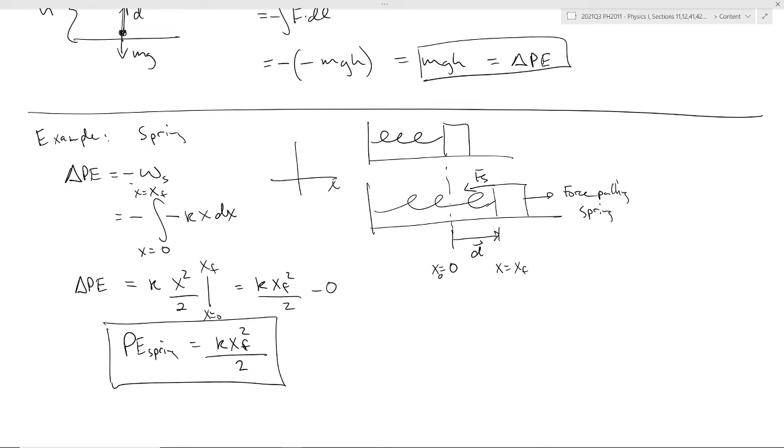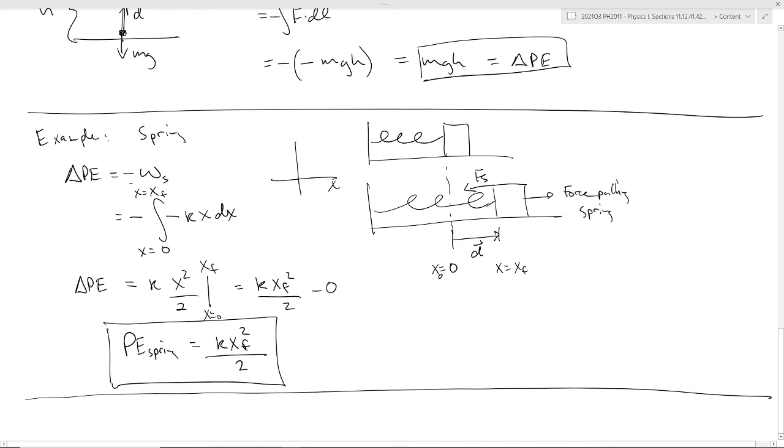And like I said, this is a pretty important example and shows you another situation where we can compute the potential energy by looking at the negative work.